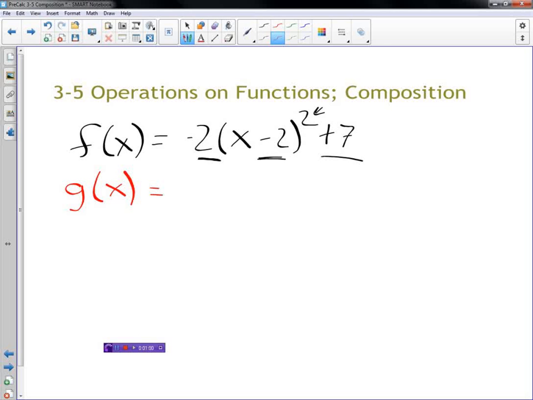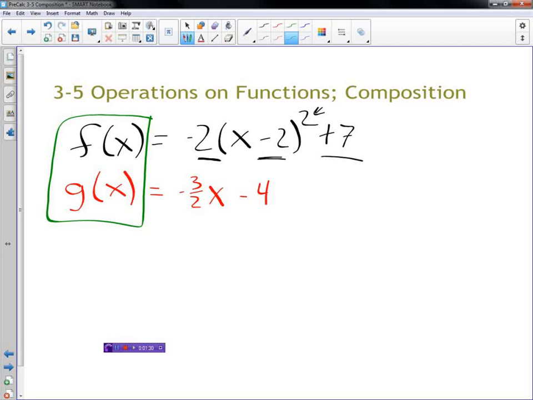And g of x, a linear equation, we'll say it's like negative 3/2 x minus 4. And on g of x, there's some operations happening too, right? Multiplication and some subtraction. But could I do operations on these together? Could I take those two functions and do operations with them? Yes. And what would that look like?